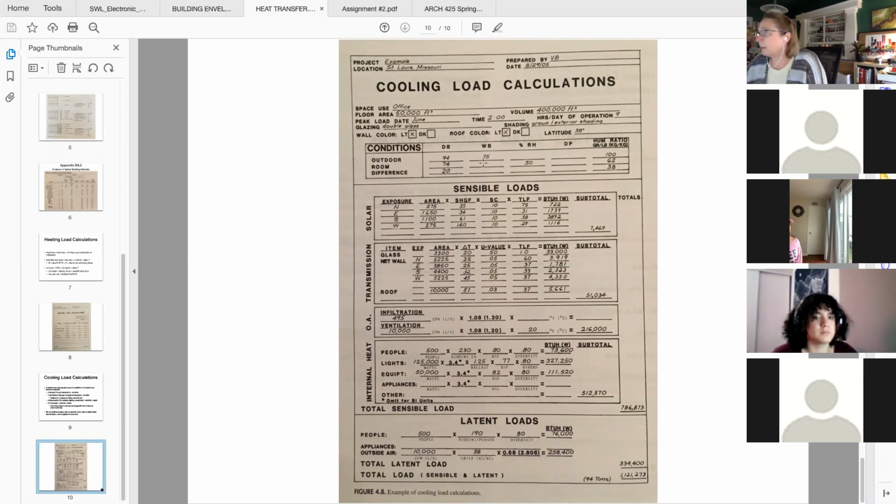Outside, the wet bulb temperature is 75. Inside, they're looking at just the relative humidity. If the wet bulb temperature outside is 75, and the dry bulb is 94, we know that the relative humidity is going to be less than 100, but it's not needed for the calculation, so they didn't bother to fill it in.